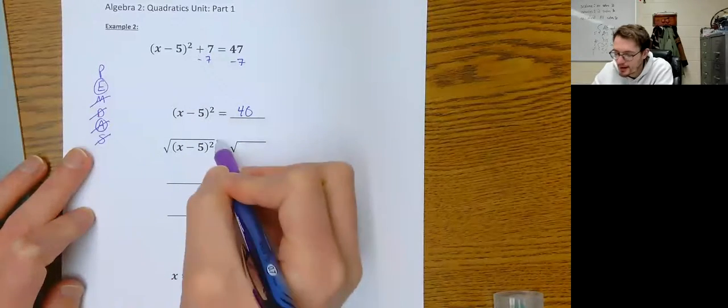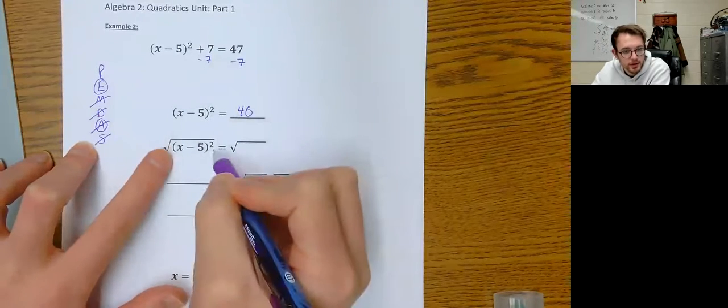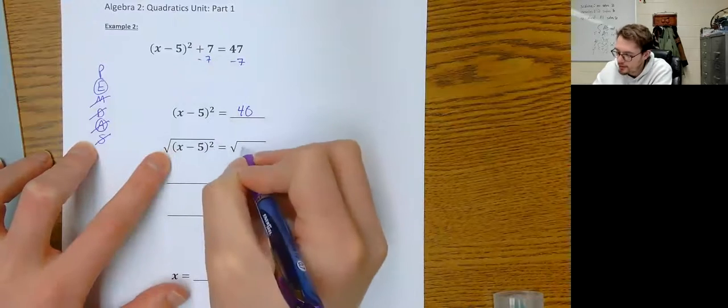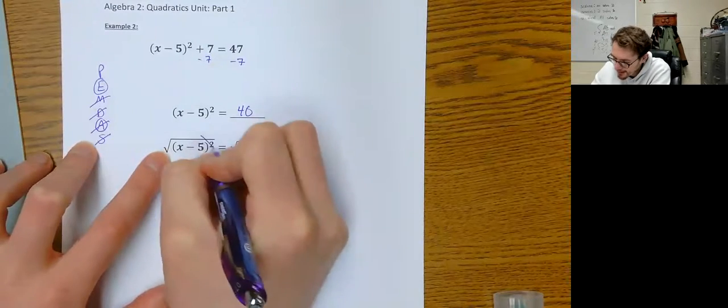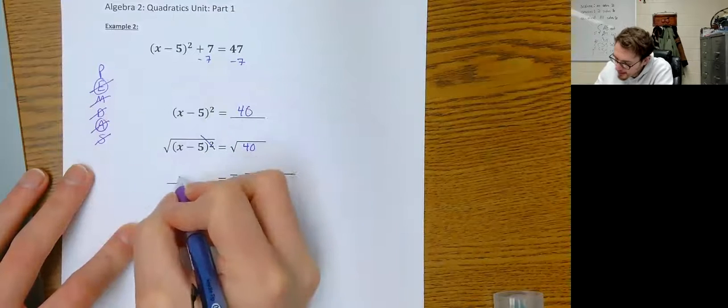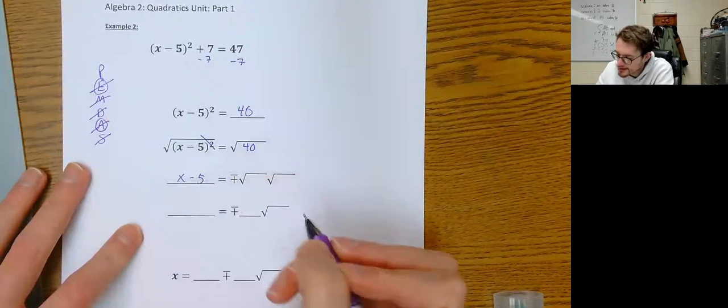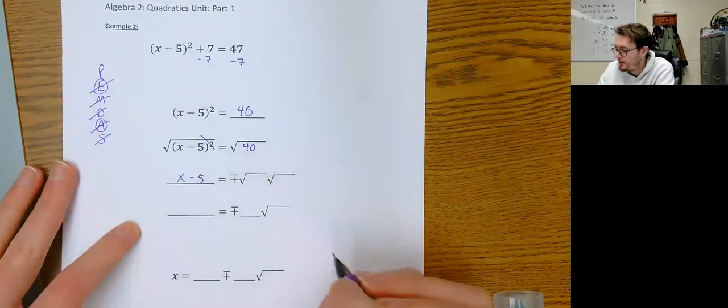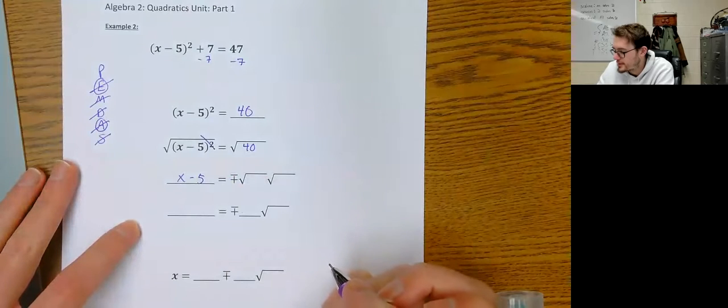I need to cancel that out. So how do I cancel that out? Well, I take the square root, right? So I get the square root of both sides, 40. That cancels out. So I get x minus 5, which is on the inside of the parentheses, equals the square root of 40.